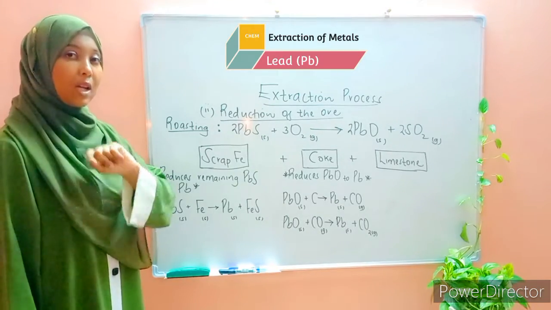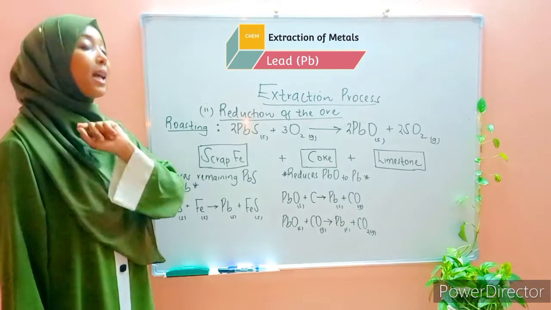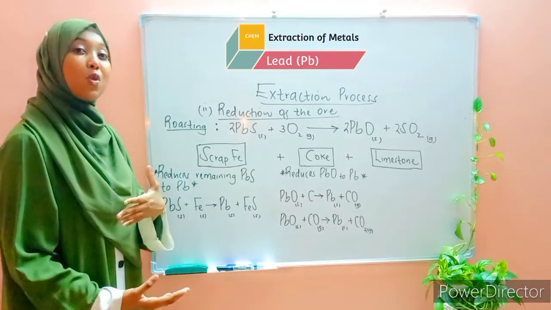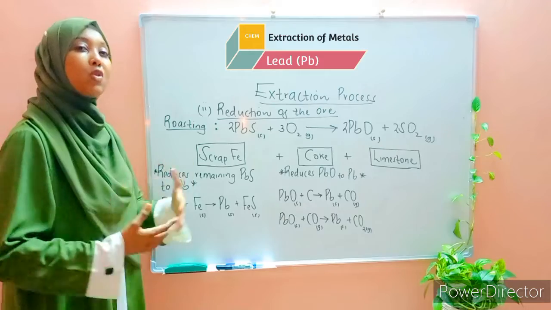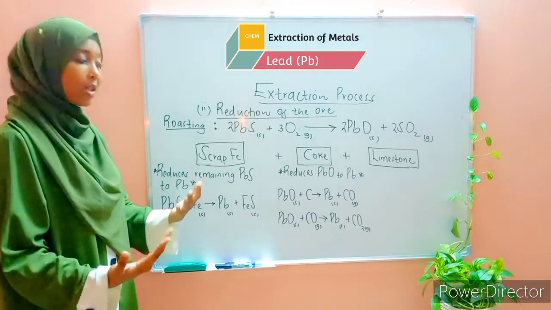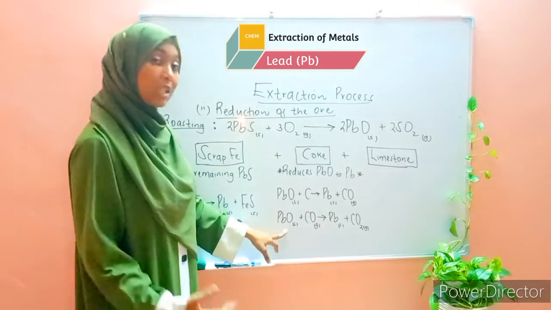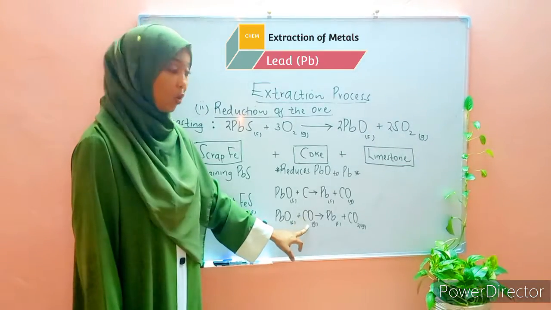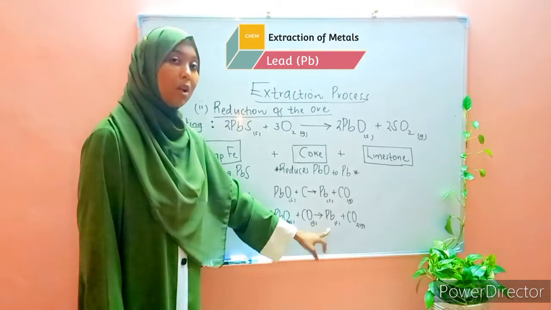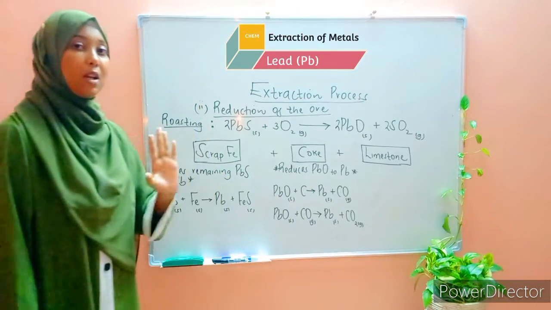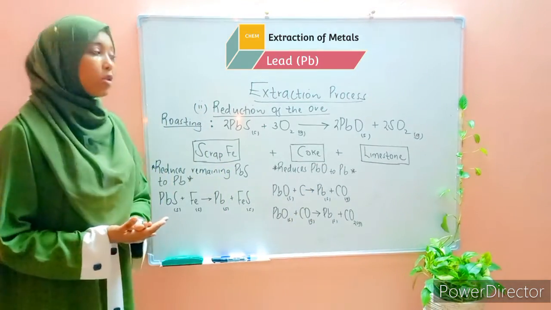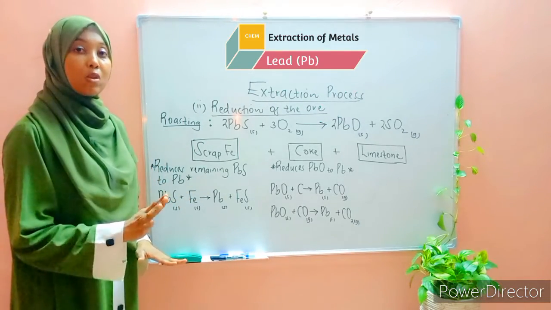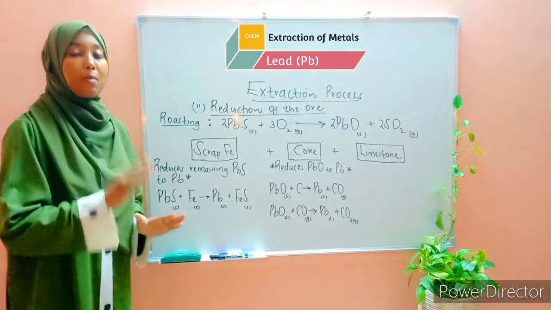Now just a note, carbon 2 oxide is also an excellent reducing agent. So what happens is that when carbon 2 oxide is produced, it also reduces the lead 2 oxide that is present. So this is for that reaction. Lead 2 oxide is reduced by carbon 2 oxide to form lead metal plus carbon 4 oxide. So by this point, we should expect that all of the lead 2 oxide has been reduced to lead metal.